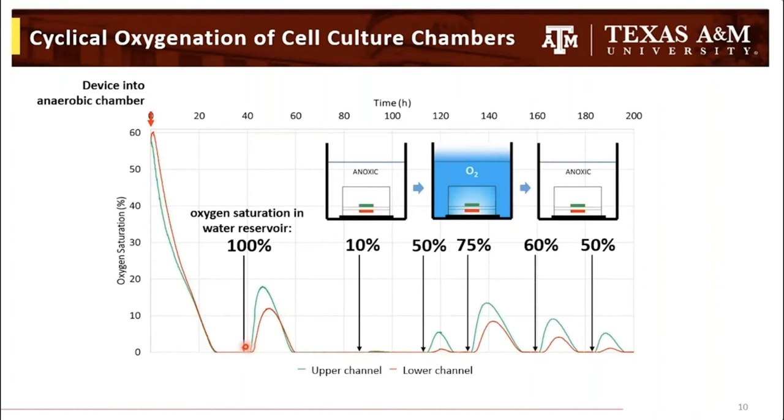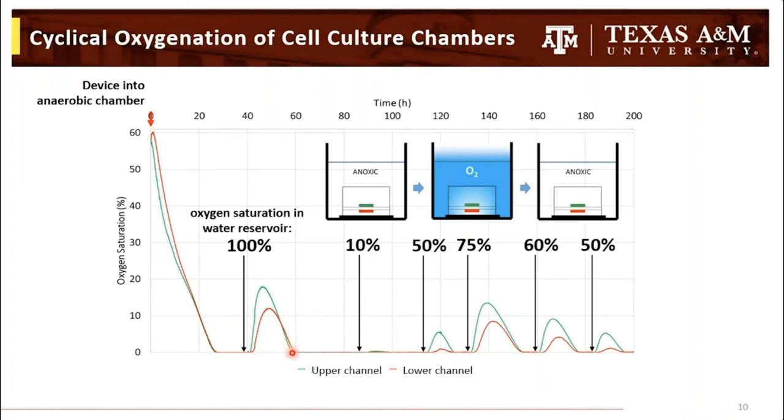And what we observed is that the oxygen content in that water starts diffusing into the device through the PDMS that it's made of. And it causes a peak in the oxygen readings in both the upper and the lower chambers. Now, as that water covering the device loses its oxygen to the atmosphere in the anaerobic chamber, it becomes anoxic once again, and then the oxygen that was able to reach the chambers starts diffusing out as well. And that's why we see a decrease in the oxygen readings once again.